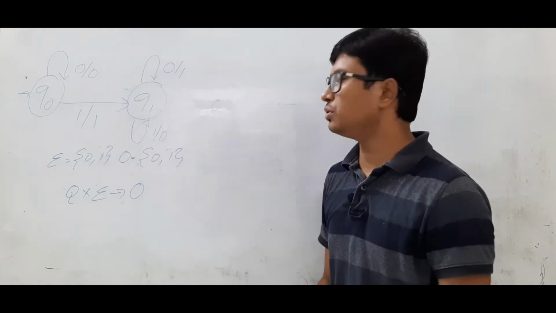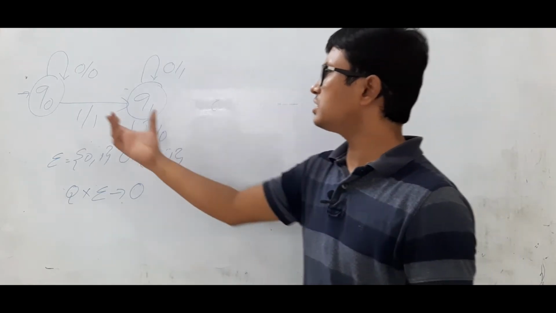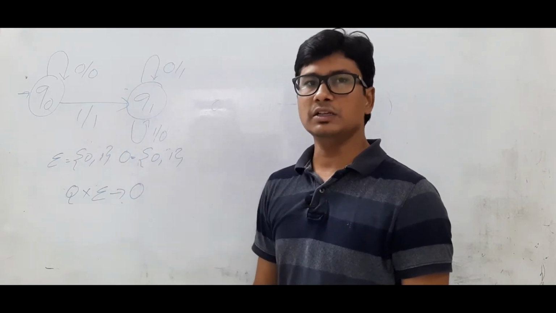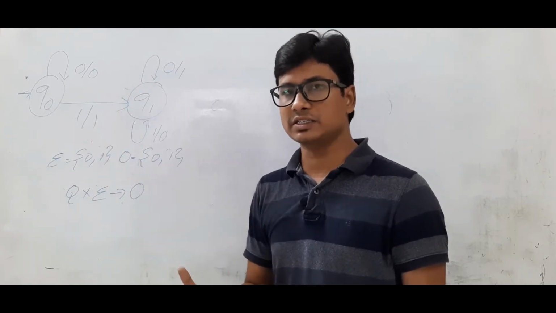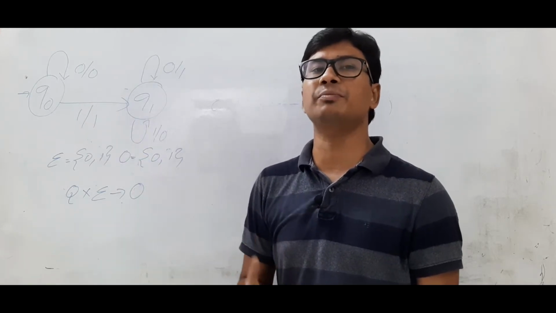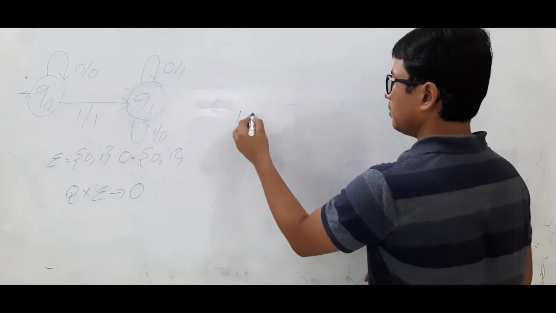Now we want to convert the given Mealy machine to a Moore machine. If you see this Mealy machine, can you tell me what it is? We have already discussed this Mealy machine. It is used to compute the 2's complement of a binary number. If you want to verify, you can verify it.